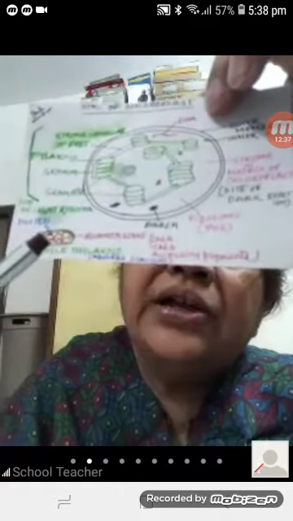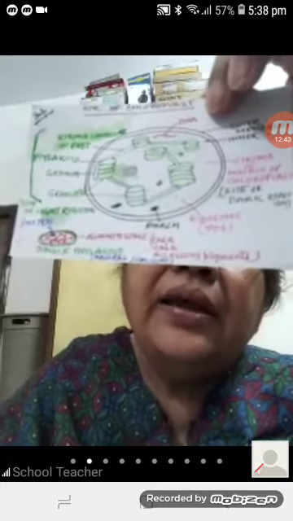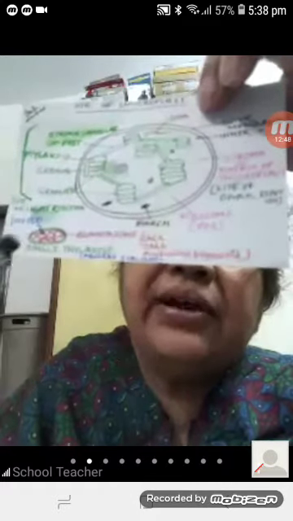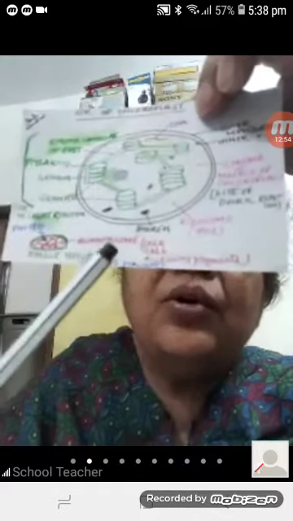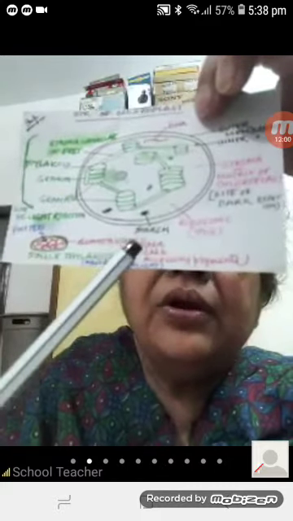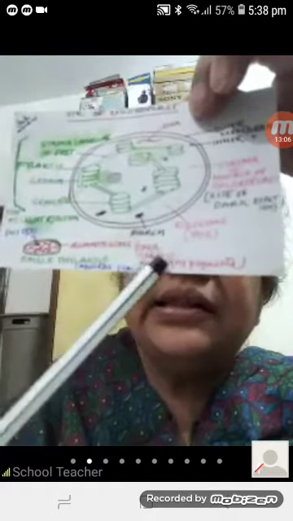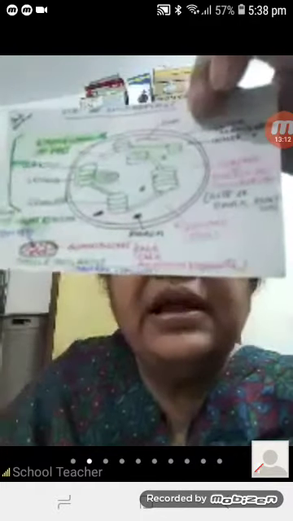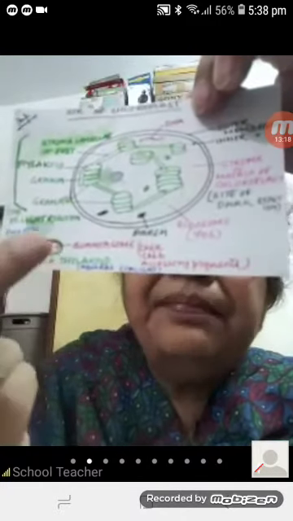I have enlarged one of the sacs, one thylakoid. This is one thylakoid where you can see red structures. These red structures are called quantasomes. Quantasomes are groups of chlorophyll molecules, chlorophyll A, chlorophyll B, and other accessory photosynthetic pigments like carotenoid and xanthophyll. These are pigments other than chlorophyll which are also present. Now they are present in the thylakoid.